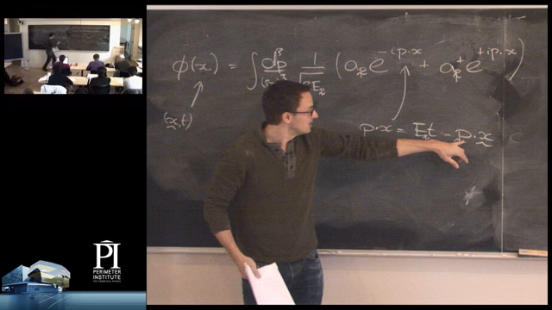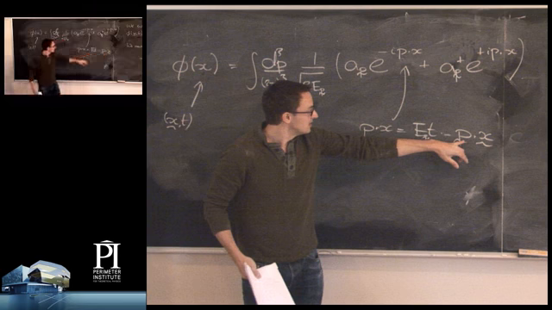Sorry, that's when the E is not independent. It's fixed in terms of p. It's the square root of p squared plus m squared. Okay? And this minus sign then cancels that minus sign and gives us back the original part from the Schrodinger picture.